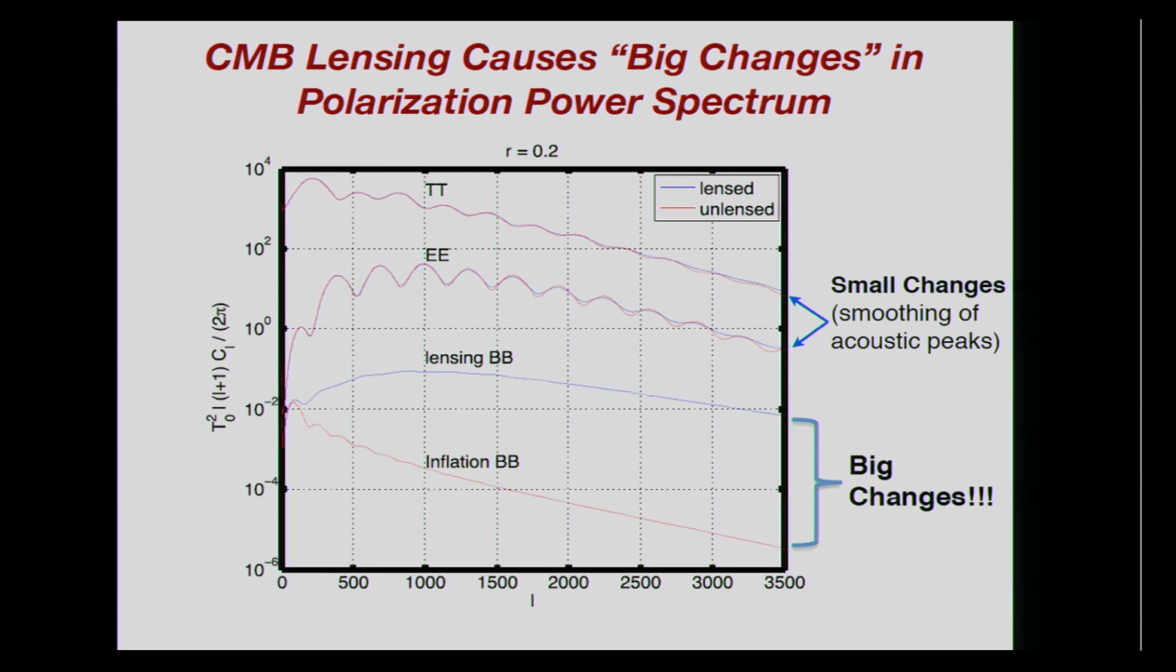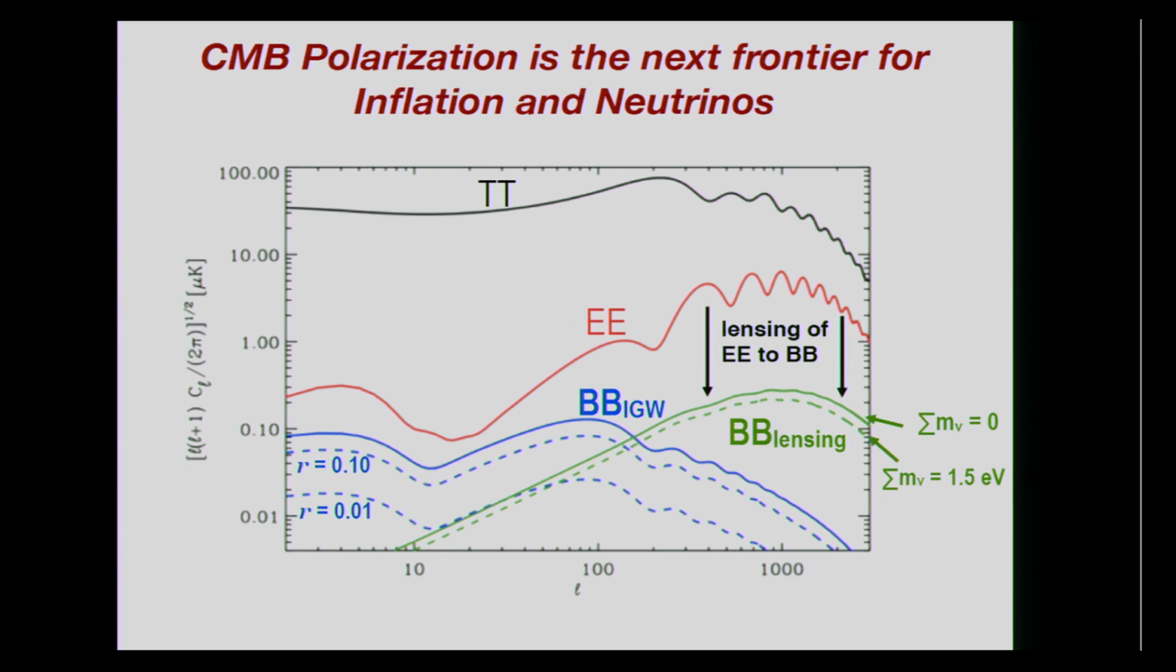But if you are able to measure the B-mode power spectrum, we don't expect any primordial B-mode signal except from inflation. And on scales certainly around 500 and above, the only B-mode signal we expect is from lensing by large-scale structures. So if you're able to measure the B-mode power spectrum, you're getting a very clean measure of the structure at redshift 2, with a very broad redshift kernel.